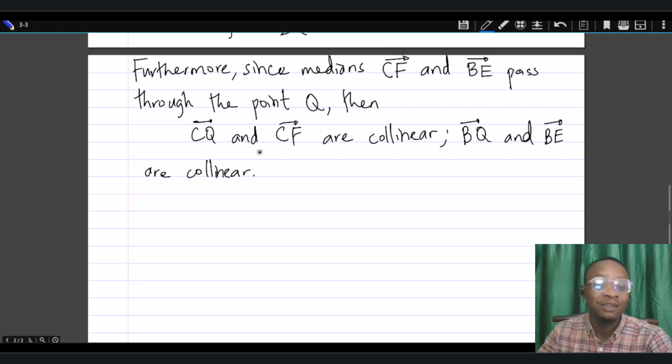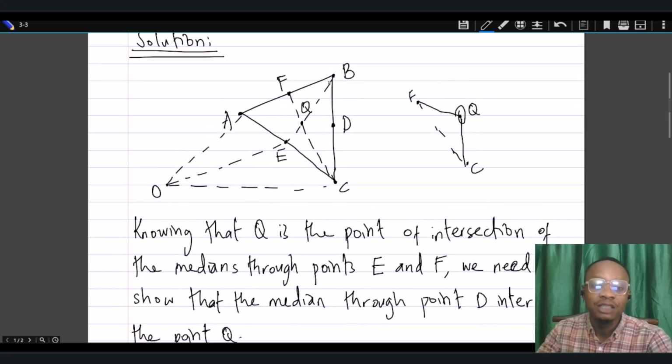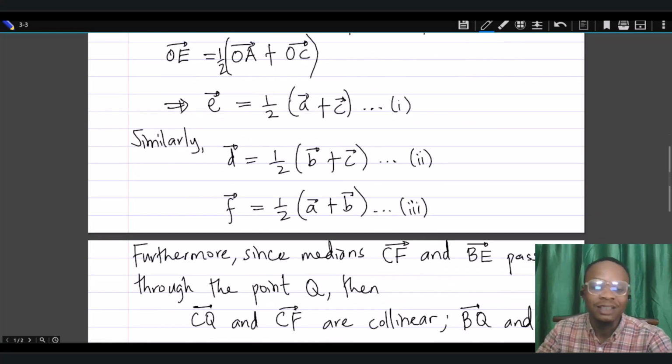So we just know that they are collinear, they lie on the same line. We don't know how far B is from Q relative to how far it is from E. We don't know how far C is from Q relative to how far it is from F. But we just know they are collinear.